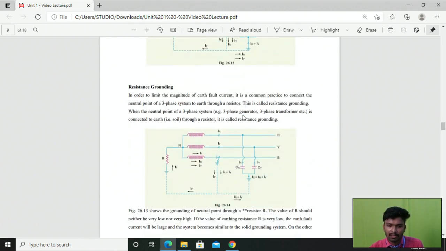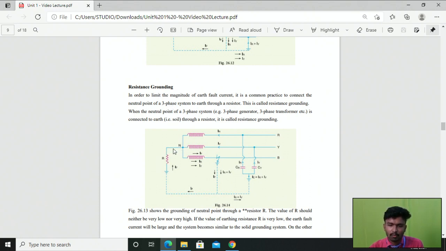Then coming to the second method, resistance grounding. In order to limit the magnitude of earth fault currents, we need to go for resistance grounding. The limitation of solid grounding is that we are not able to limit the magnitude of fault current, but this limitation is overcome in this method. It is a common practice to connect the neutral point of a three-phase system to the earth through a very small resistor.